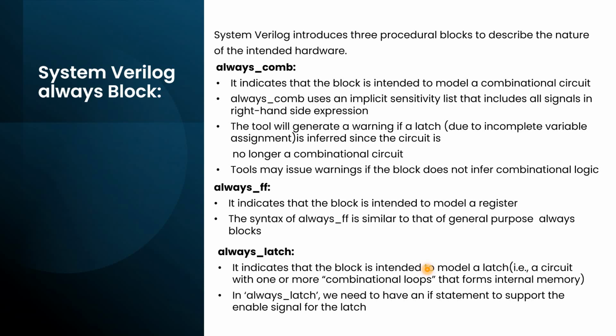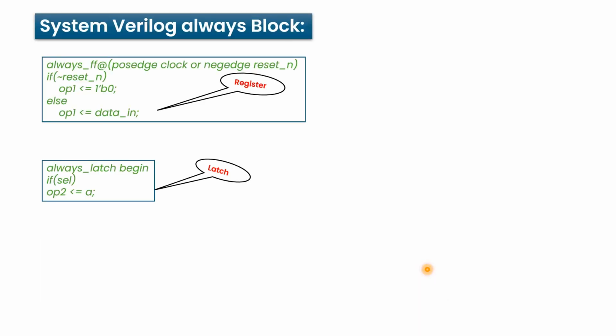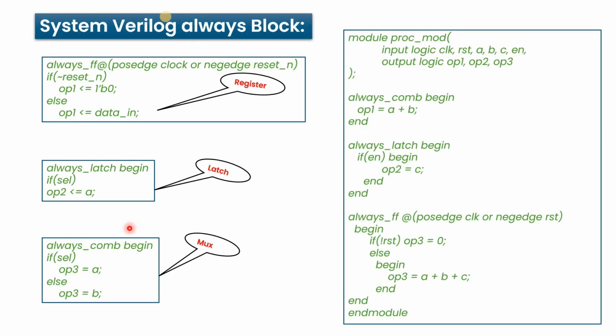So it becomes more efficient and easier to catch these kinds of errors using these three different always blocks in SystemVerilog. Now let's have an example. Here we want to implement registers, so we would use an always_ff block. Again, the sensitivity list will contain the positive edge clock or negative edge reset, and it is similar to the Verilog coding style. Then we want to implement a latch, we would use an always_latch block. For the mux we would use always_comb.